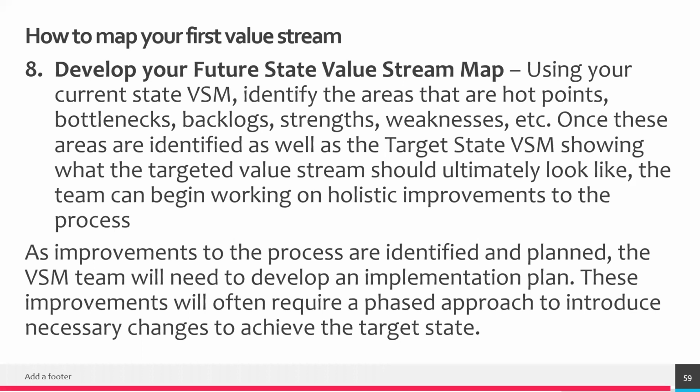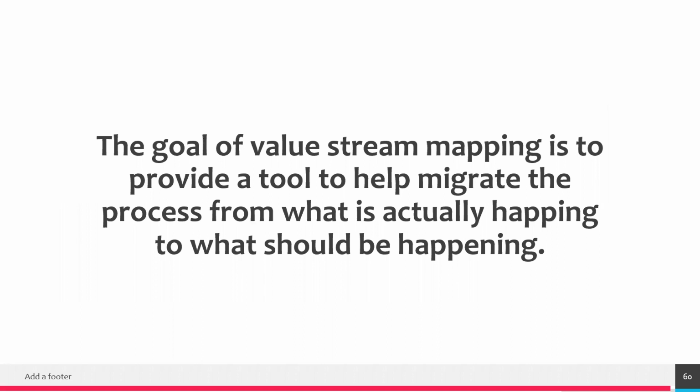Then you start developing the target value stream, and what the value stream map should look like after implementing all these improvements. As improvements to the process are identified and planned, the value stream map team will need to develop an implementation plan. So we have created an excellent plan for the future. Now we need to implement these improvements. These improvements will often require a phased approach to introduce the necessary changes to achieve the target state.